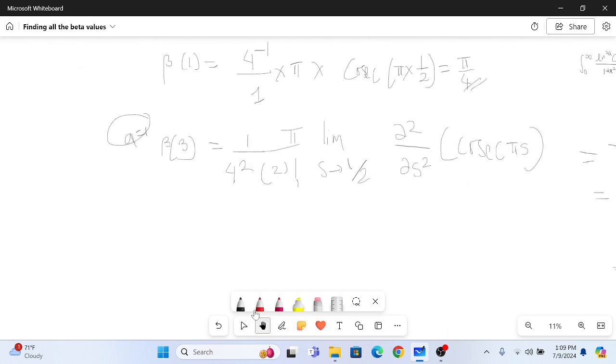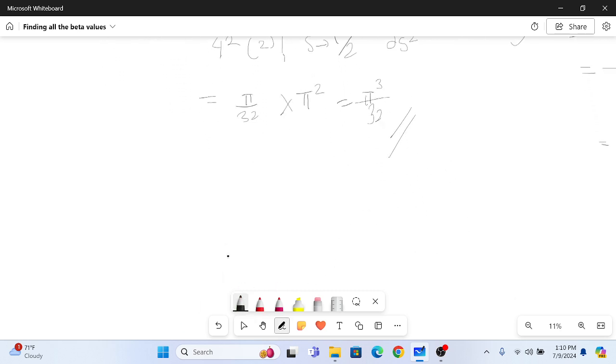Over here we have pi by 32 times this, which is just pi square, so we get pi cube by 32. Yes, and that was the answer I told in the beginning as well. So we have found beta of 3.